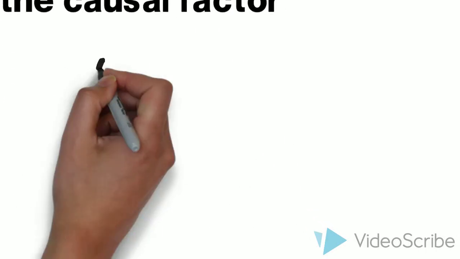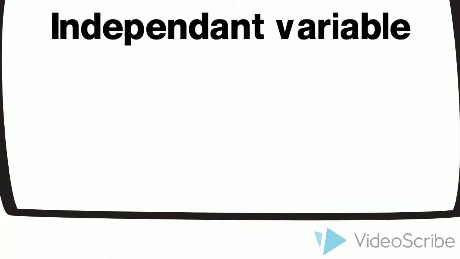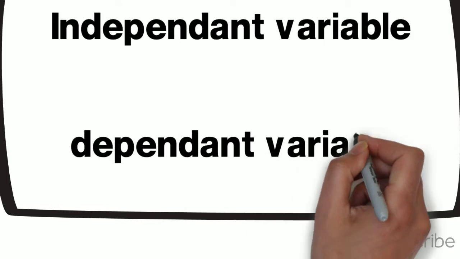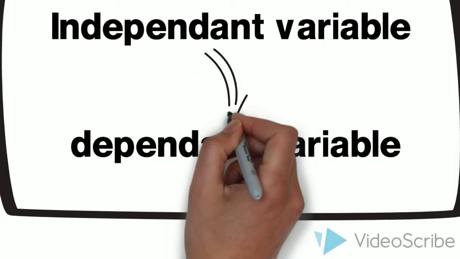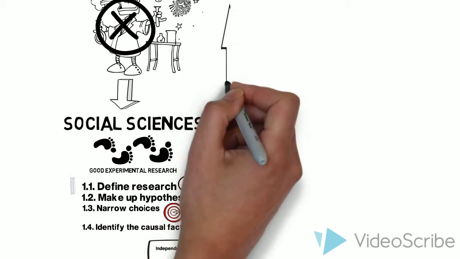It's important to identify causal factors. The dependent variable is what changes and is affected by the independent variable, which never changes. For example, lung cancer does not increase the likelihood of smoking, but smoking would increase the likelihood of cancer.